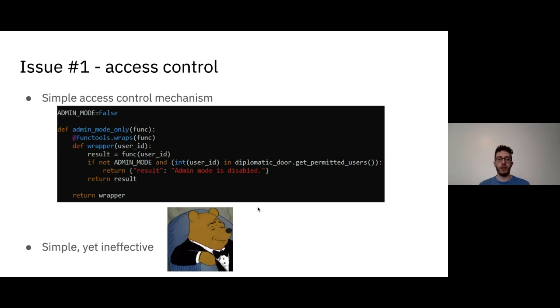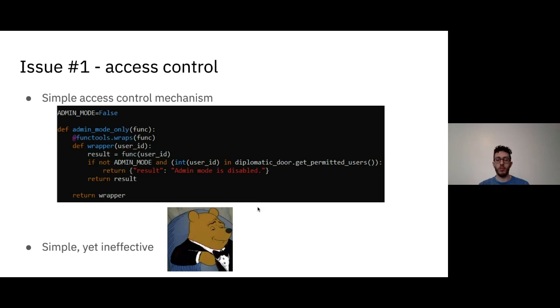So taking a look at this decorator, the admin mode only decorator, which is supposed to implement access control over some of these routes, you can see that it wraps a certain function. And if admin mode is disabled, you will not be able to access fingerprints of privileged users or permitted users, or actually access any route that is related to these users. And as you can see, admin mode is hard-coded disabled.